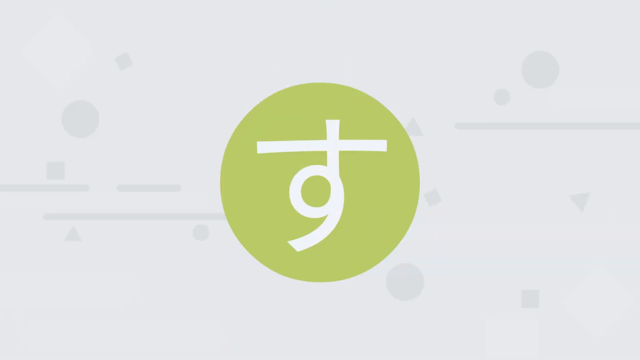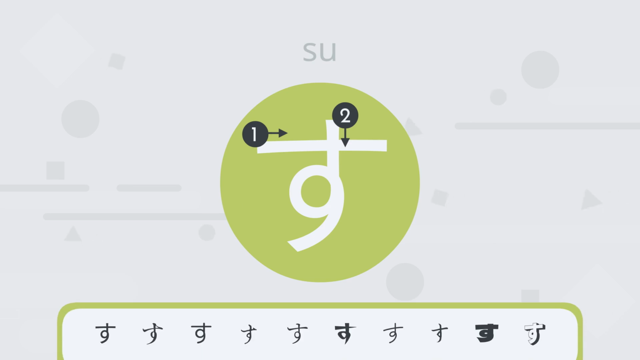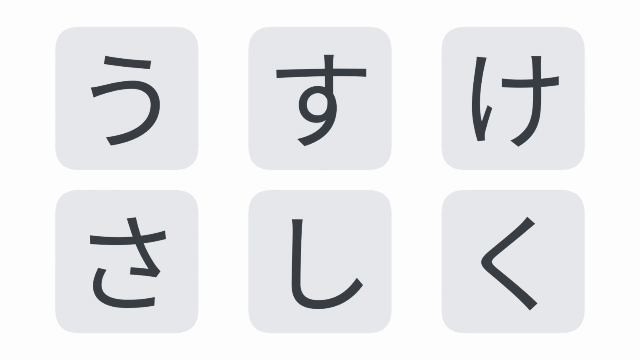The next character we'll learn is su. Su. Which of these characters is su? Su.